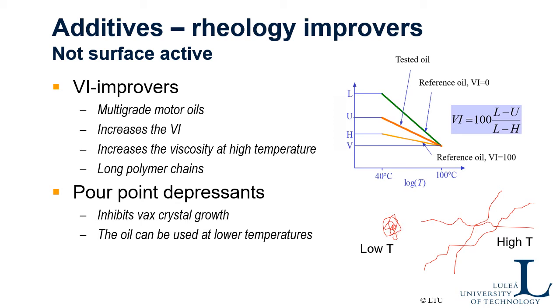Another type of rheology improver is the pour point depressant. That inhibits the growth of wax crystals. Some of the components of the oil may start to crystallize at lower temperature, so it forms solid particles in the oil, and you can't use it at low temperature. So you want to get rid of that effect, in order to use it at lower temperatures.